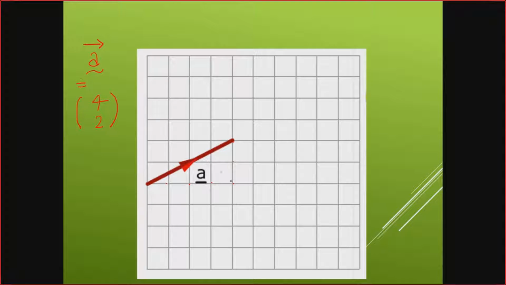Some people make the mistake of going up and then writing 2 over 4, but this is the correct notation because you always have to go either right or left first, and then you go either up or down. So let's go next.